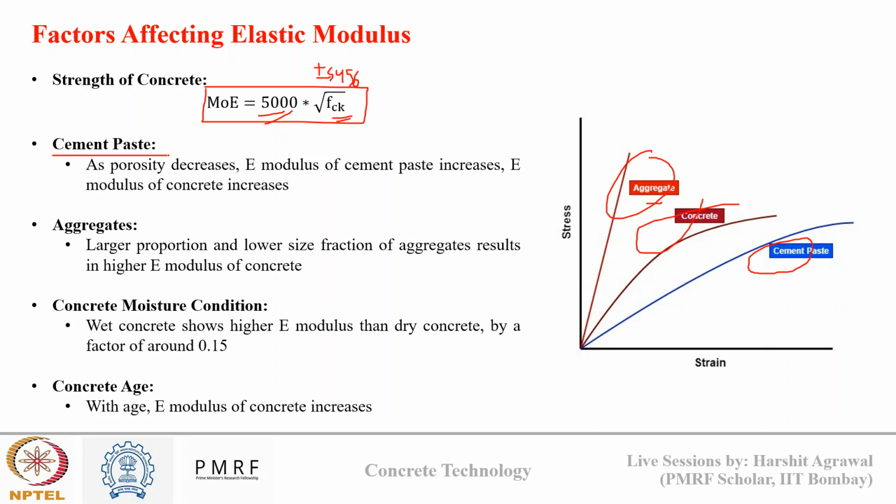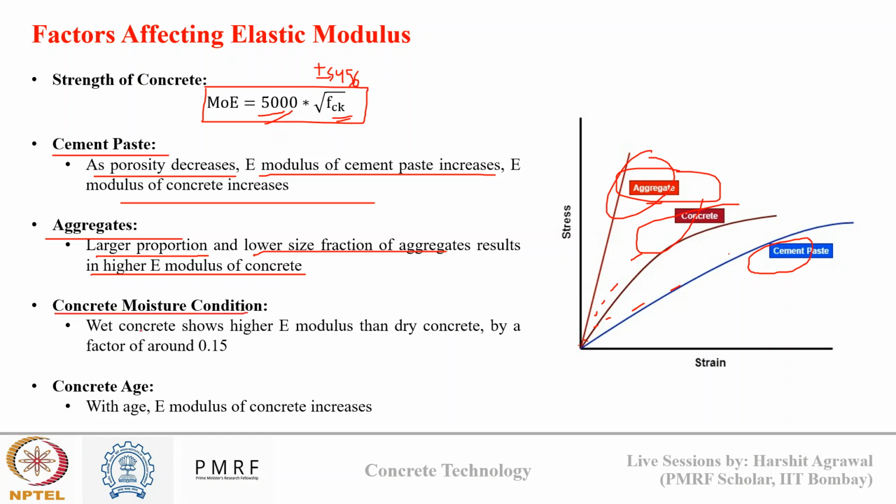Second is the cement paste. As the porosity decreases, the MOE value of cement paste increases, so the MOE value of concrete will increase. You can imagine, if the MOE value of cement paste increases, then eventually the MOE value of concrete will also increase. Aggregates: a larger proportion and lower size fraction of aggregates results in a higher MOE value of concrete. We have already seen aggregates have a higher MOE value than concrete, so if I increase the proportion of aggregate, then in total the MOE value of concrete will also increase.